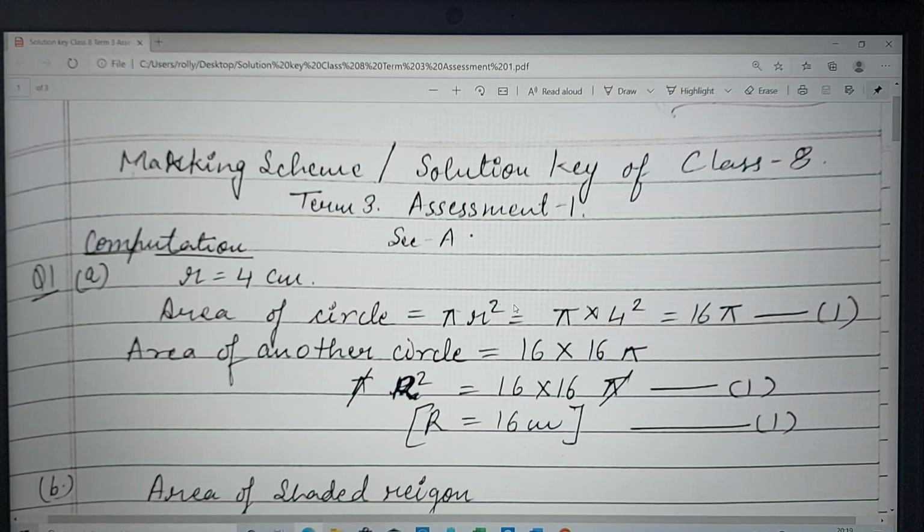Good morning, children. Today we are here to discuss the solution key of term 3 assessment 1.